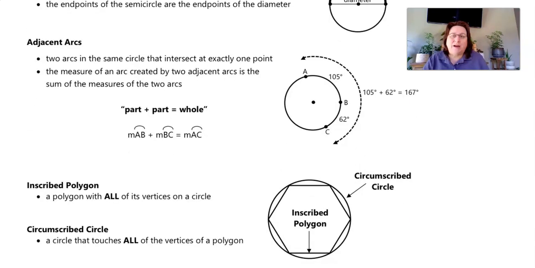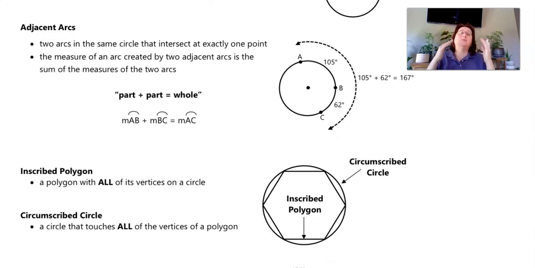Now, I want to talk to you guys about adjacent arcs. Remember, adjacent means next to. And you guys know how we could use part plus part equals the whole with line segments. We could do it with angles. We could do it with so many things. Guess what? We can do it with arcs too. We can say that this arc right here, 105, plus this arc right here, which is 62, equals the whole entire thing, right? Part plus part equals the whole.